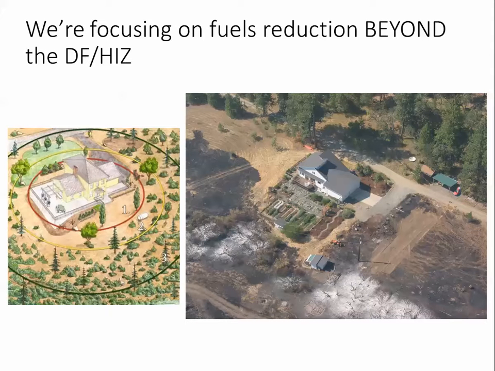In this module, we're talking mainly about wildland fuels reduction, that is, reducing fuels in the area beyond the home ignition zone and defensible space, so beyond the circled area.